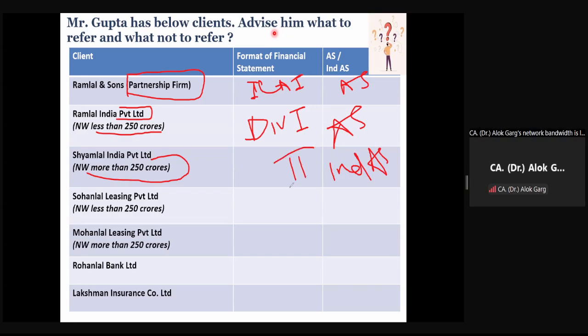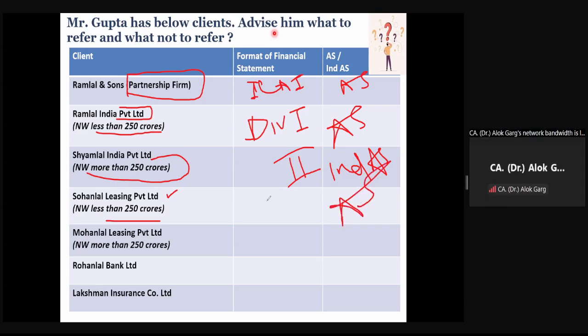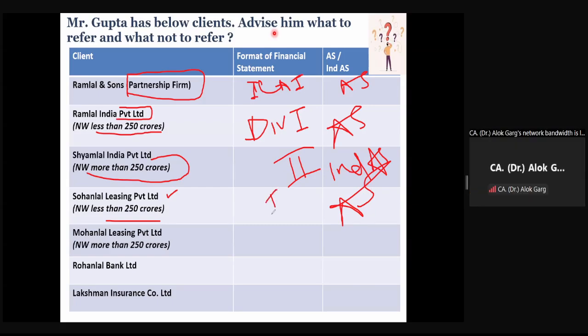What about Sohanlal Leasing Private Limited? It's an NBFC entity. Net worth is less than 250 crores. What is applicable? Accounting standards are applicable here, AS. Right. What is the format? Which Division will it be? Division 3? No, Division 1. Don't make this mistake. Division 3 of Schedule 3 is only applicable for those NBFC companies who are following Ind AS, not AS. If AS is applicable, then Division 1 will be applicable here.